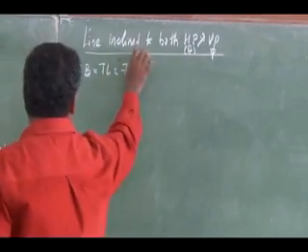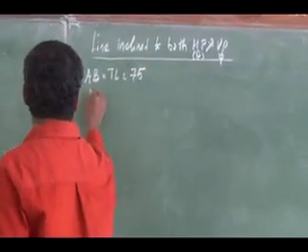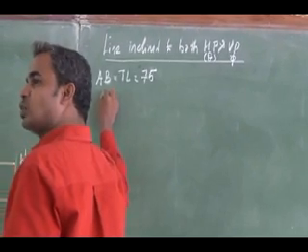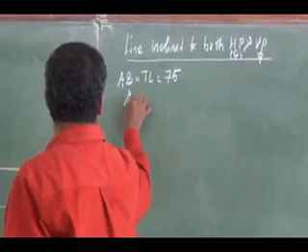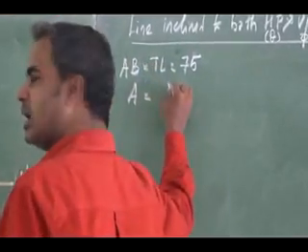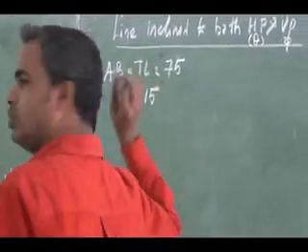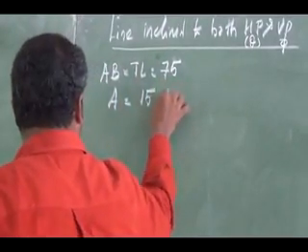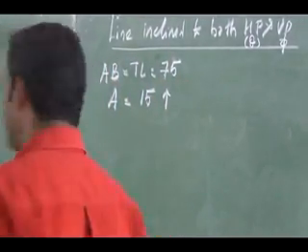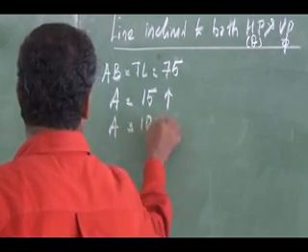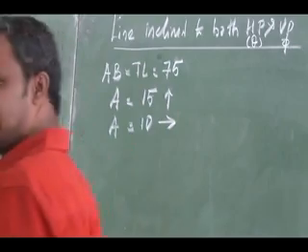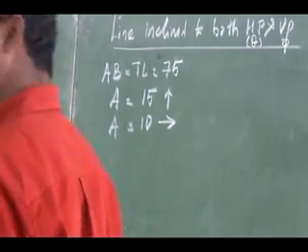Right, 75 mm. Then one end of the line's location is given, that is end A. End A is how much? 15 mm above. Okay, I will indicate it like this: 15 above. Then the same end A is 10 mm in front of VP. I will indicate like this. Right, 10 mm in front of VP.